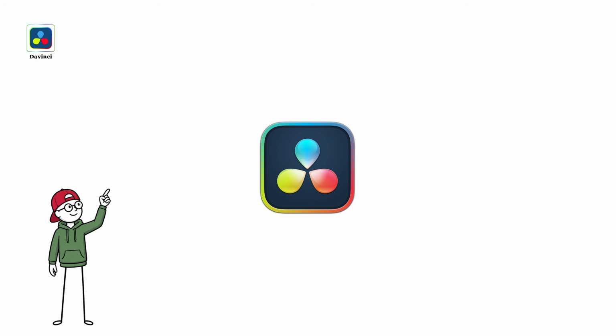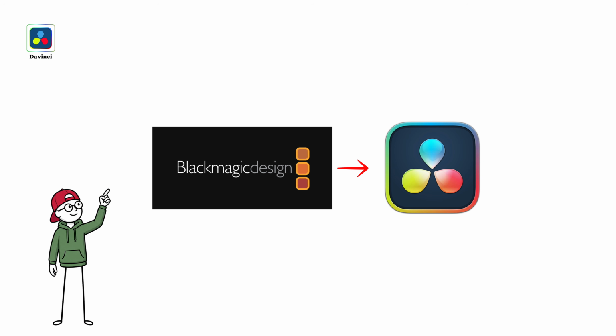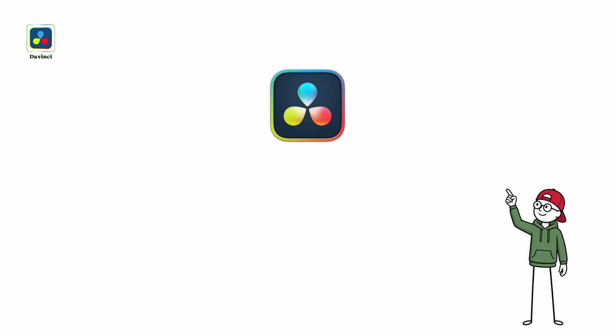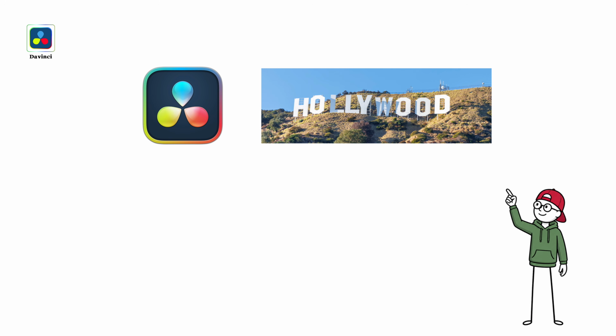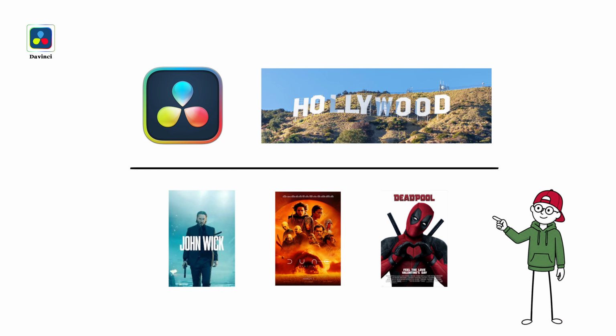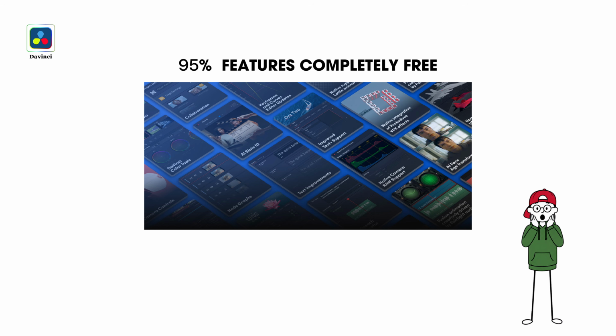Enter DaVinci Resolve. Made by Blackmagic Design, this is not a watered-down, free-for-casuals app. This is the exact same software Hollywood uses to edit and color-grade movies like John Wick, Dune, and Deadpool. And they give away 95% of the features completely free.